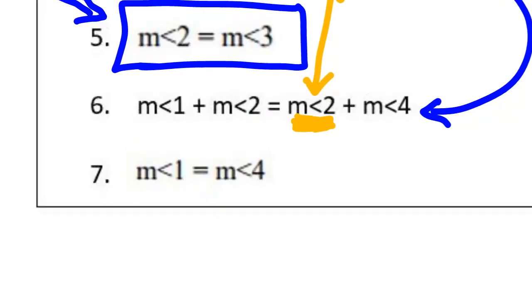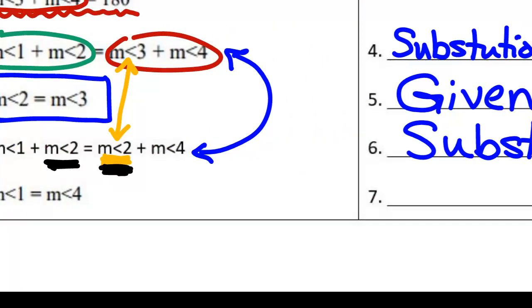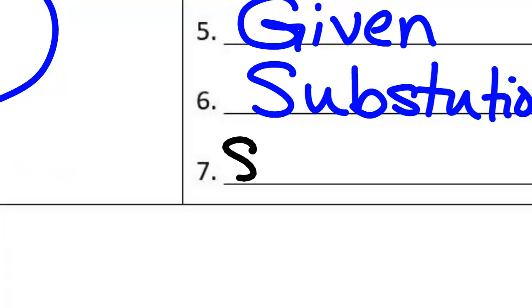What happened between statement 6 and statement 7? Subtraction. Measurement of angle 2 in both of these spots was taken away. I subtracted the same thing from both sides. So that would be my subtraction property of equality.